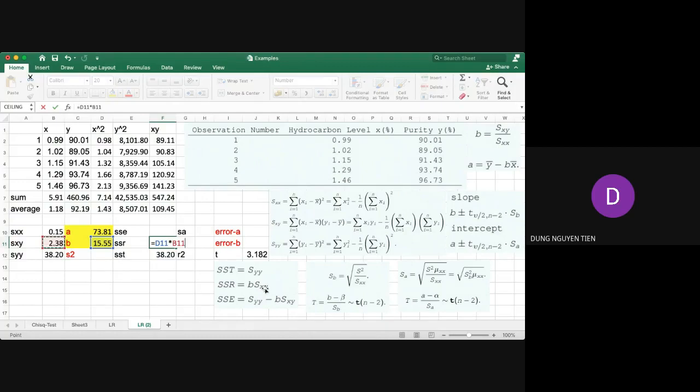Okay, and then you can find the sum of squares for residuals, which is the difference between the other two sums of squares, right? So that is the SST minus the SSR. And then after that, you can find the s squared, which is this divided by the degree of freedom. And the degree of freedom is 3. There are 5 observations, so the degree of freedom is 3.